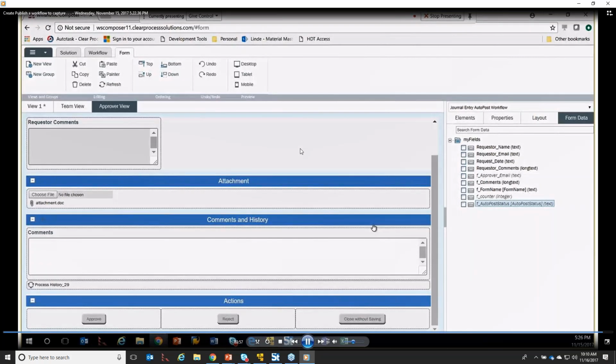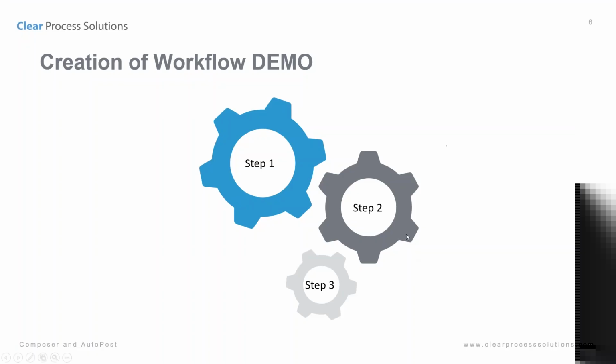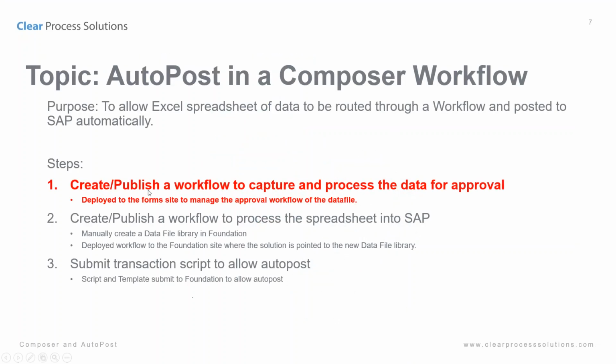And we should quit out of this. And now we're going to move on to step 2. So let's look at that. What we did was we created and published a workflow that's going to capture and process our data for approval. That's where we did all of our approval steps. And we grabbed a spreadsheet and dropped it into a library. The next piece we're about to do is to create that home for the library.